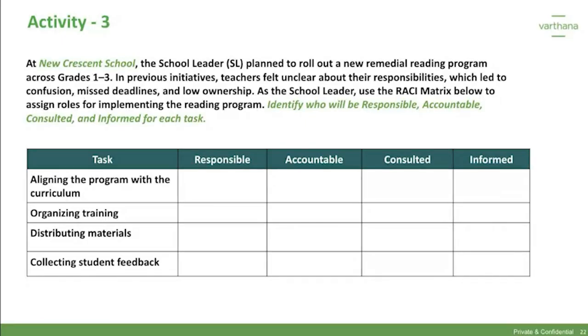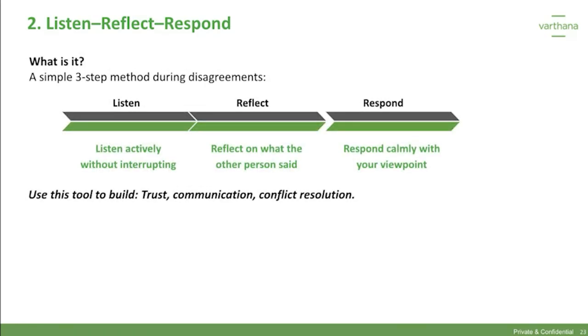So now let's move on to our second simple but powerful strategy for handling disagreement within teams. This is listen, reflect, and respond. It's a three-step method to help teams navigate conflict in a calm, respectful, and constructive way. First, listen actively without interrupting. Then reflect on what others said to show you understand their point of view. Then finally respond, not react, with your own perspective in a calm, solution-focused manner.